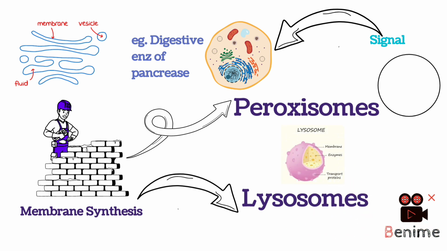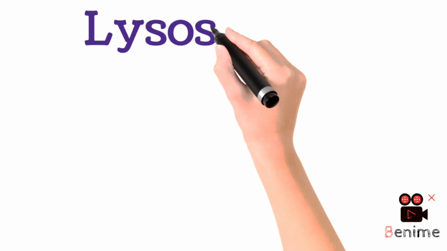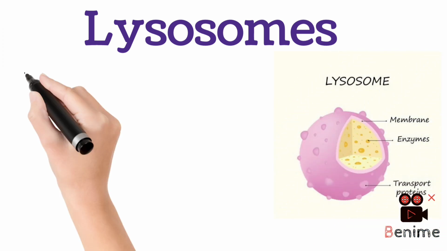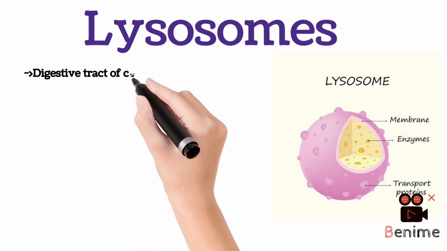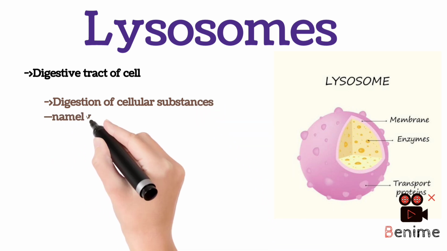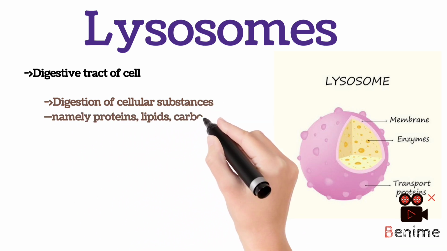Golgi apparatus is also involved in membrane synthesis, particularly for the formation of intracellular organelles, e.g. peroxisomes, lysosomes. Lysosomes. Lysosomes are spherical vesicles enveloped by a single membrane. Lysosomes are regarded as the digestive tract of the cell, since they are actively involved in digestion of cellular substances, namely proteins, lipids, carbohydrates, and nucleic acids.